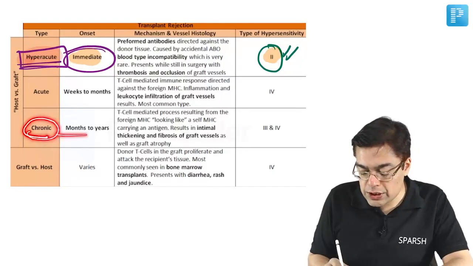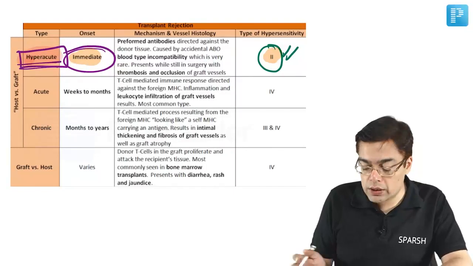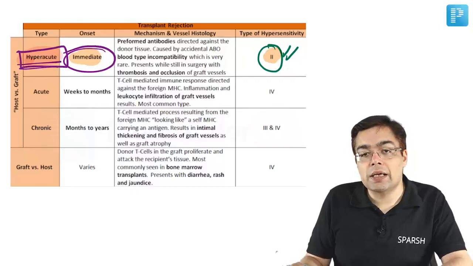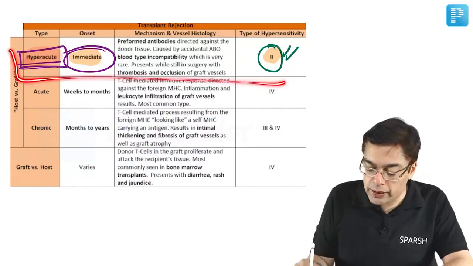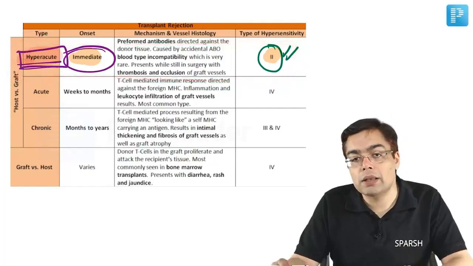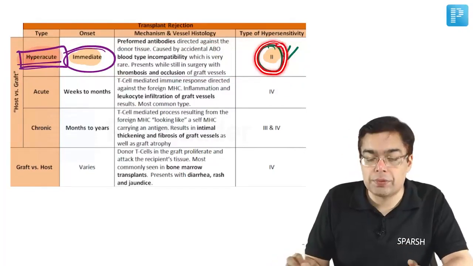We do have the role played by chronic graft rejection taking place after many months to years, and that is going to have the role played by hypersensitivity type 3 and 4. But my recommendation to you would be to at least be familiar with the hyperacute transplant rejection contributed by the antibodies, an example of a type 2 hypersensitivity.